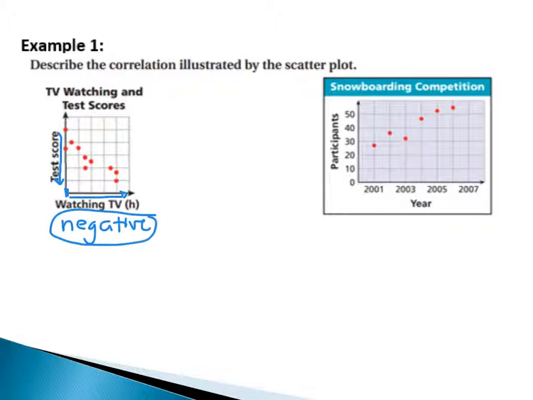Okay, next one we have snowboarding competition. We have the number of participants as the Y and the number of years as the X. So what do we see happening? We have the years of 2001 to 2007, so the years are increasing. So again, remember the X is increasing. What happens to the Y? Well, we see the Y is starting somewhere around maybe 27, and it ends around somewhere about 55, so we see that the number of participants increased.